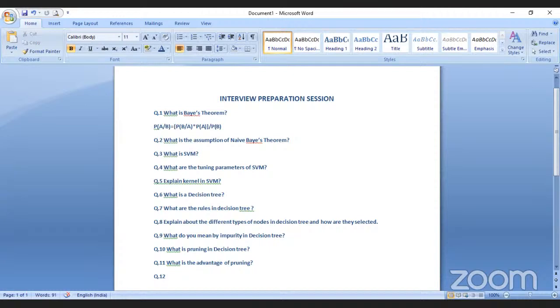What is the difference between entropy and information gain?